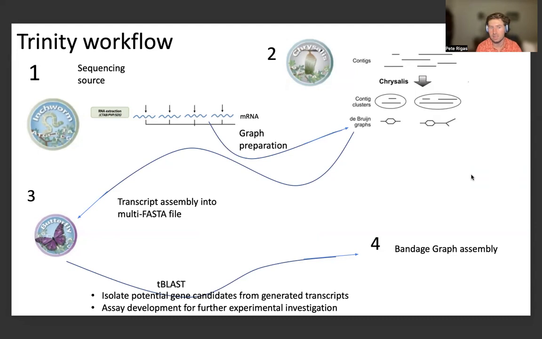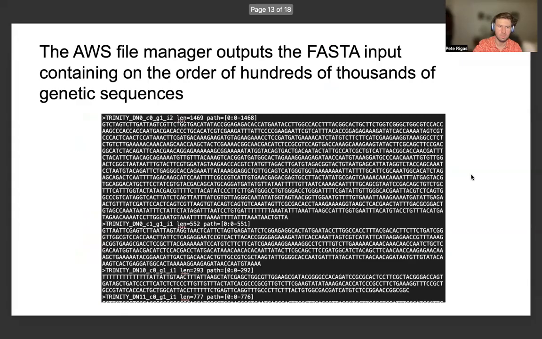And then finally, as I alluded to in the last item in the previous slide, the fourth step can consist of performing either TBLASTN or other basic local alignment search tools for isolating potential gene candidates from generated transcripts, which can inform assay development for future experimental investigation. And the AWS file manager outputs the FASTA output containing on the order of hundreds of thousands of genetic sequences.